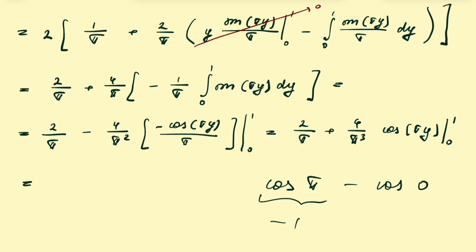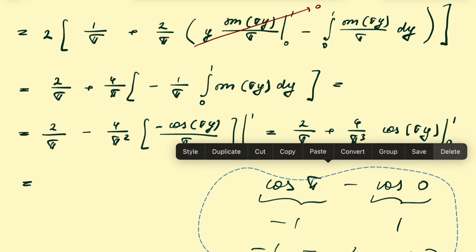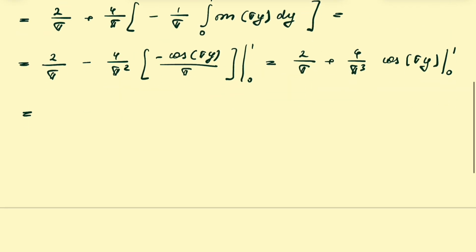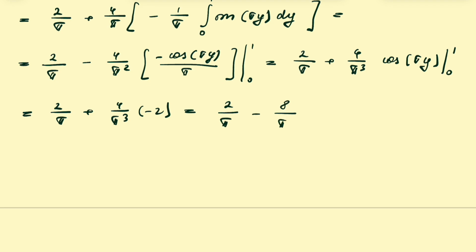Now this is minus 1, this is 1, right? So we have minus 1, it's minus 2. And we write this to our expression, final one. We have 2 over pi plus 4 over pi cubed times minus 2, right? And it's 2 over pi minus, well, 8 over pi cube. Now this is our final answer. I'll leave it like this. I think it's enough as a final answer. Here it is.